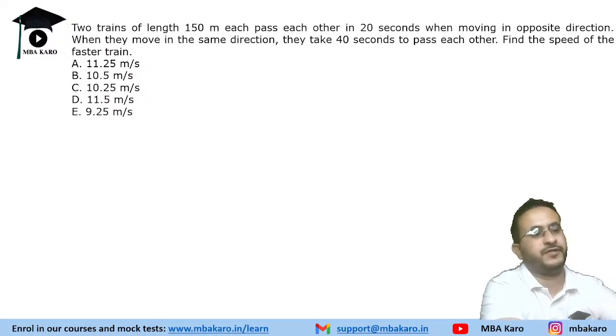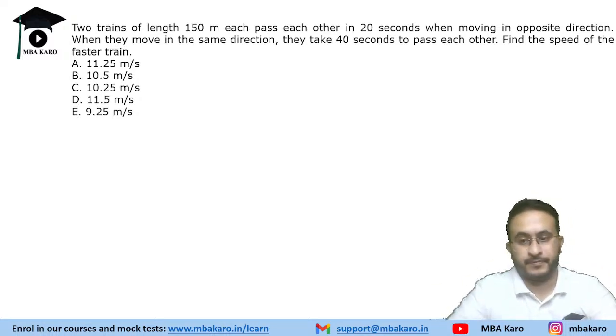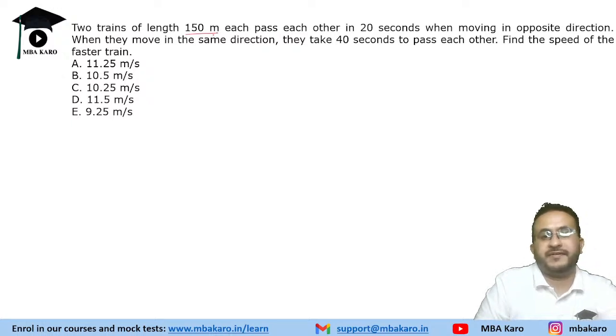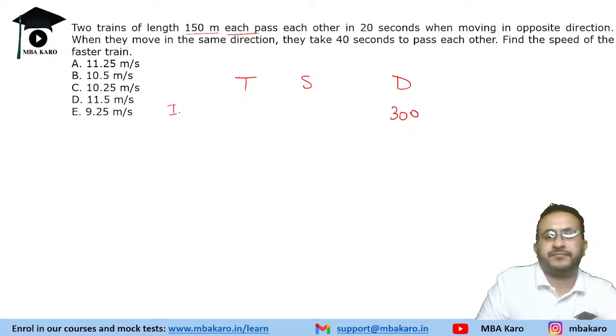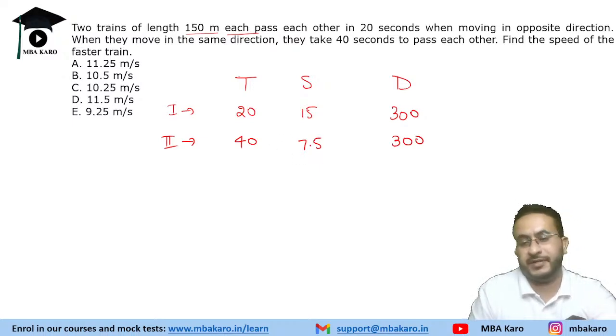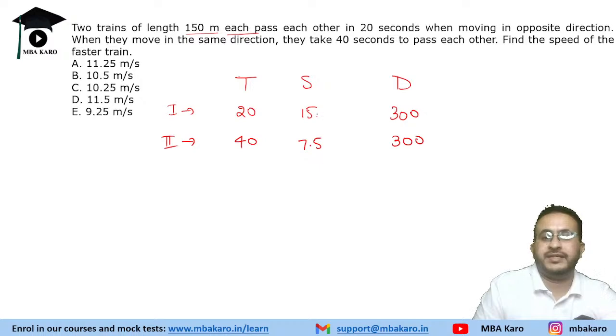So find the speed of the faster train. So that length is 150 each. So distance is 300, right? In first case, time is 20 seconds, right? So that means speed will be 15. In second case, the time is 40 seconds, distance is 300 only. So speed will be 7.5 meter per second, right? So in this case, 20 seconds when they're moving in opposite directions.